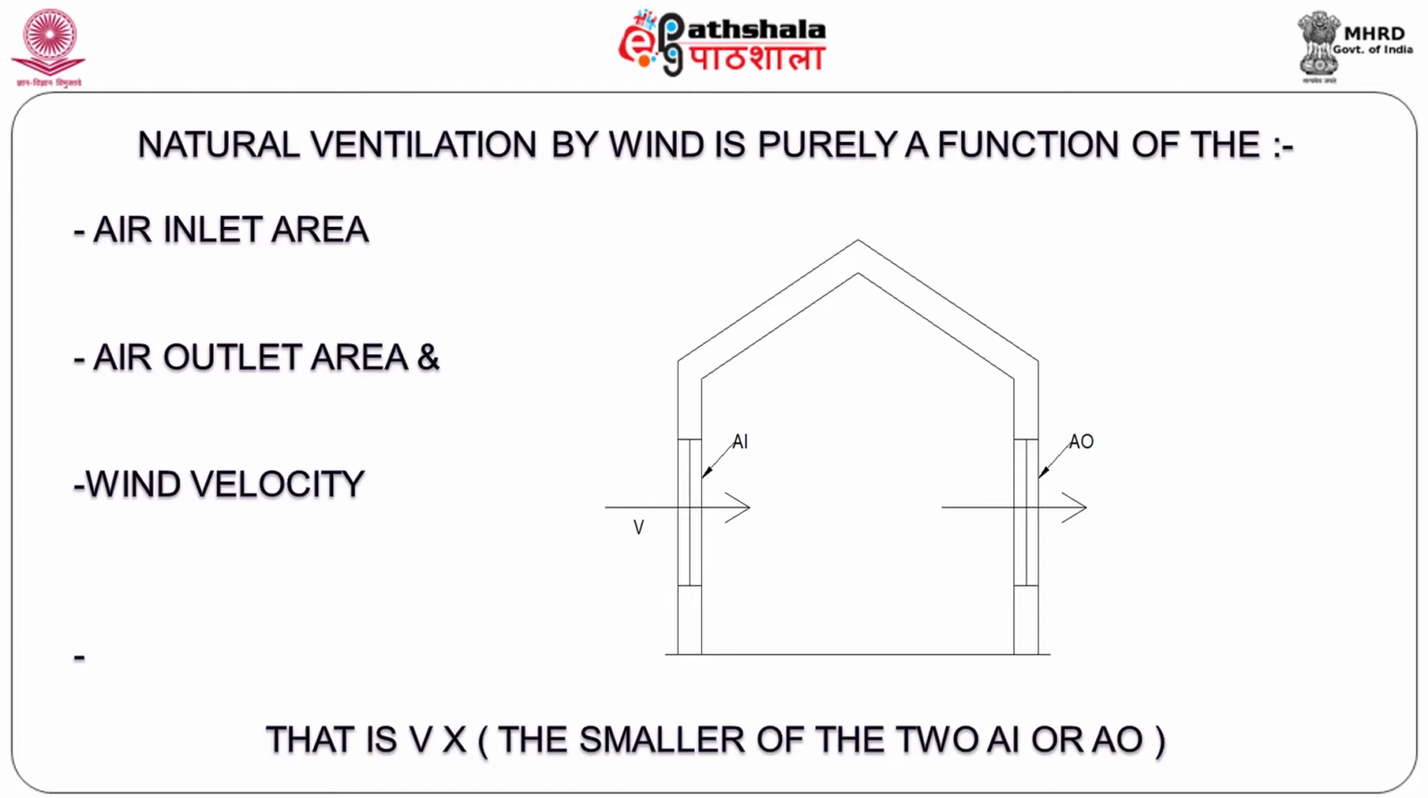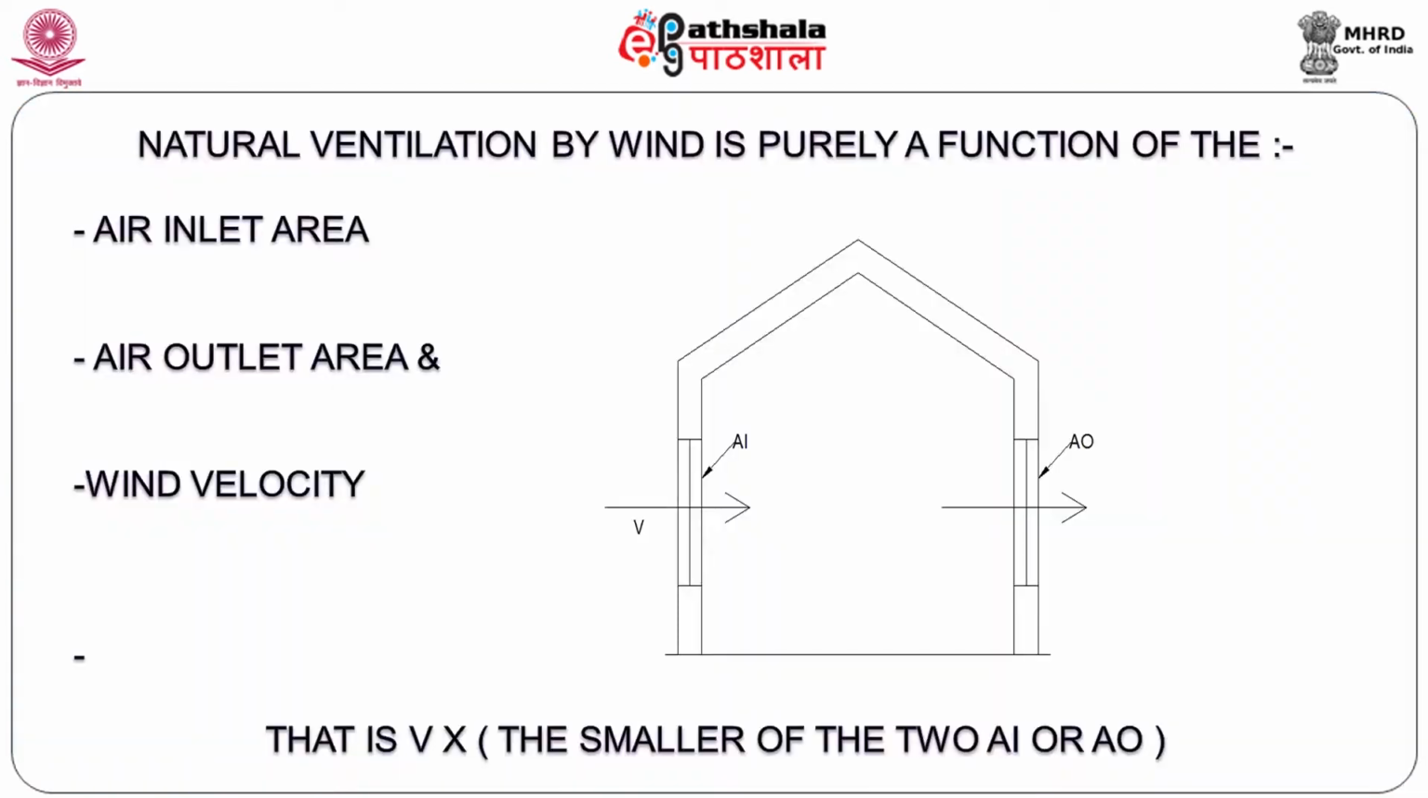So, as you see on your slide, you see an enclosure. Scientifically, we will say it has two openings: an air inlet opening AI and an air outlet opening AO. The wind comes into this opening only due to its natural velocity, that is, by wind effect. It is a function of the area of the window and the velocity of the wind.